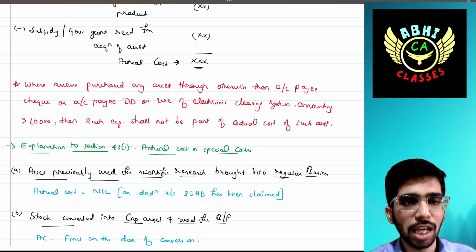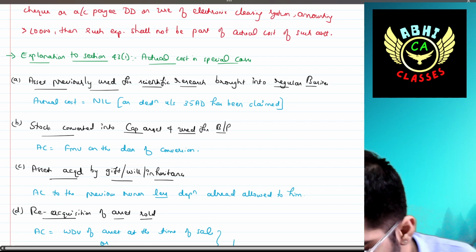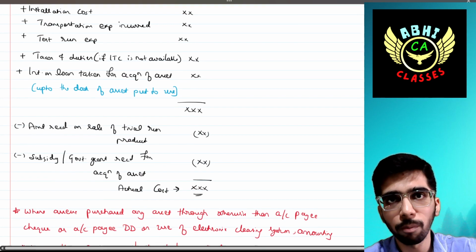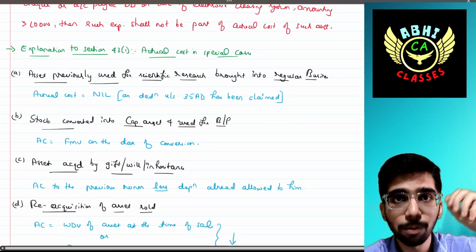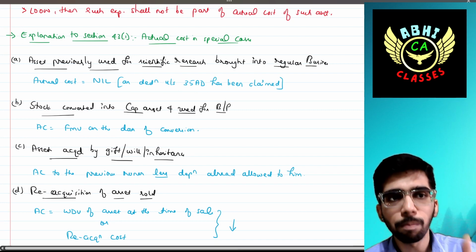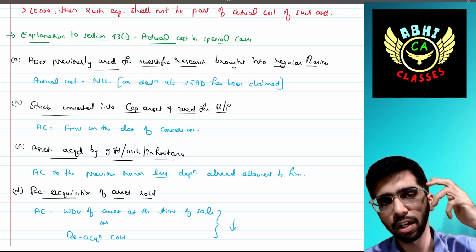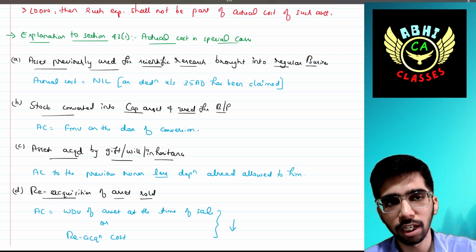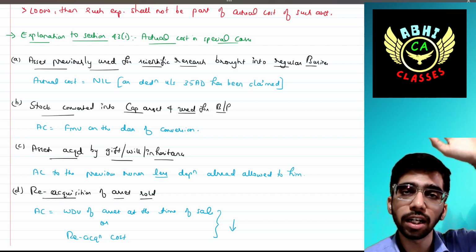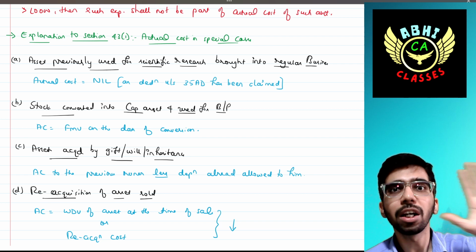Next, the explanation to 43 subsection 1, actual cost in special cases. We will now see what would be the actual cost. Normally the actual cost would be this computation, this format. In special cases, what would be the actual cost? First special case: asset previously used for scientific research brought into regular business. I have already discussed under section 35AD, 35D, the actual cost would always be nil, because the deductions would already have been claimed. Accordingly, WDV would be nil, and accordingly depreciation would also be nil.